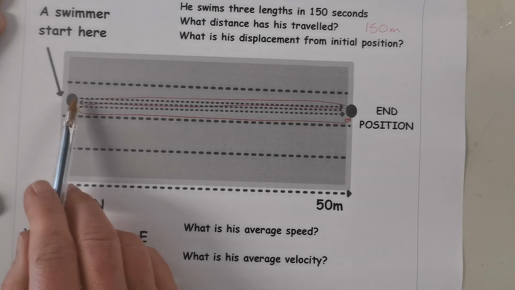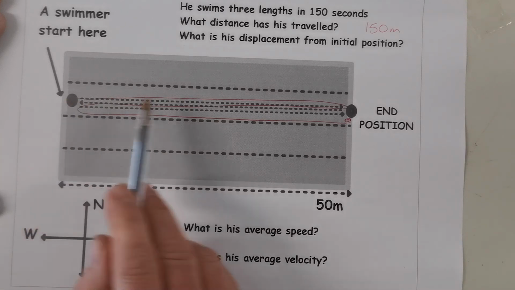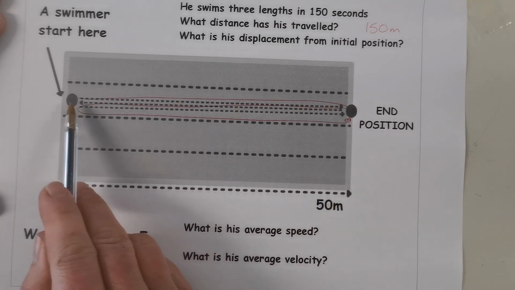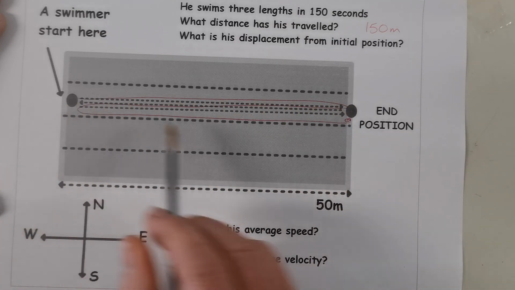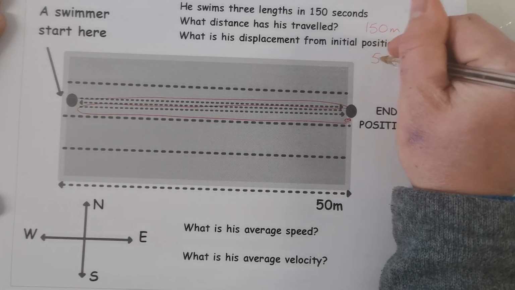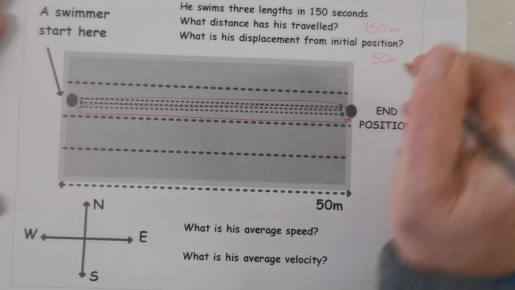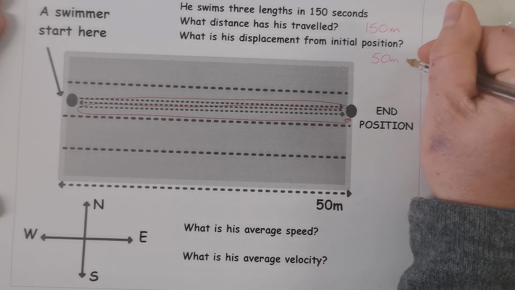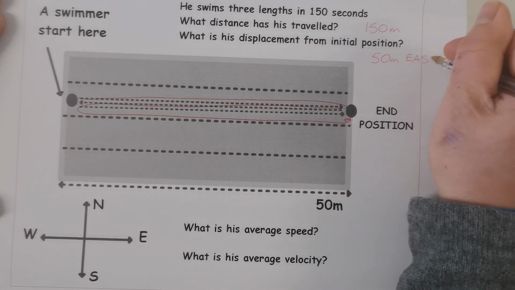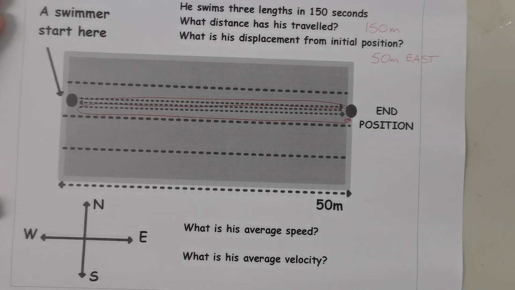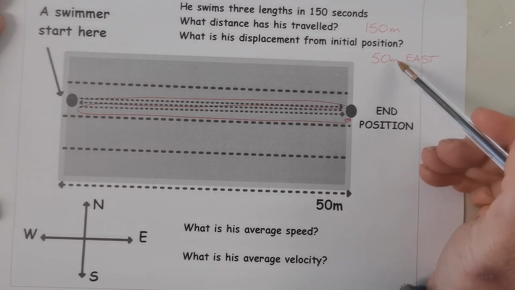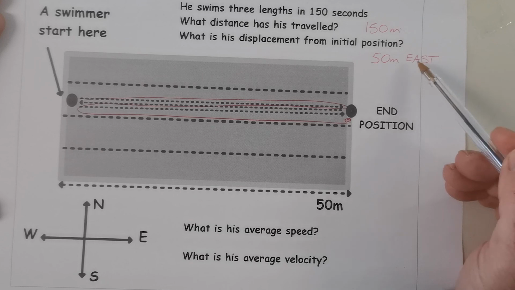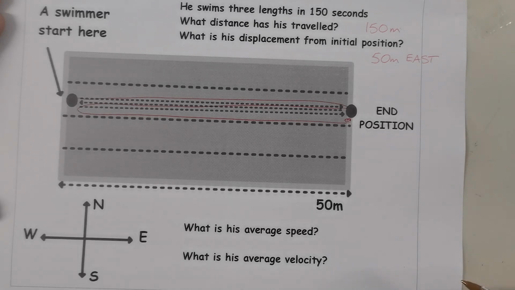What's his displacement? So really that means how far is he from where he started? Well, he's actually only 50 meters. We go with this compass sign here. He's 50 meters east of where he started. Both measured in meters, but one is a distance and the second one is a displacement.